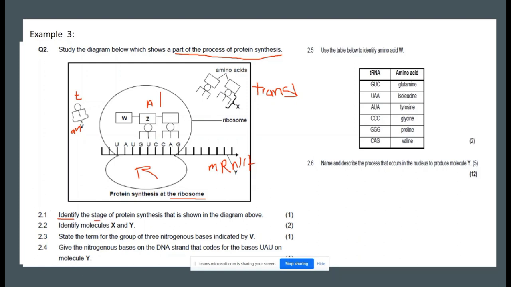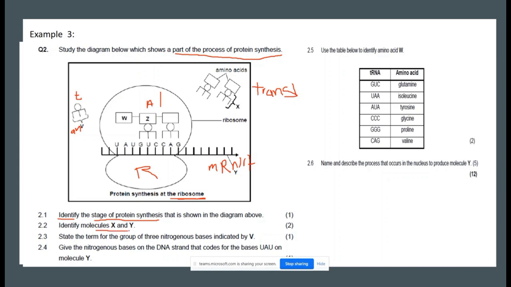Identify the stage of protein synthesis shown in the diagram. There was my clue. Which stage is that? 2.1? I'm waiting for the answer for 2.1. Which stage of protein synthesis is shown in the diagram? Well done, Marion High. Translation. My clue is there at the ribosome.